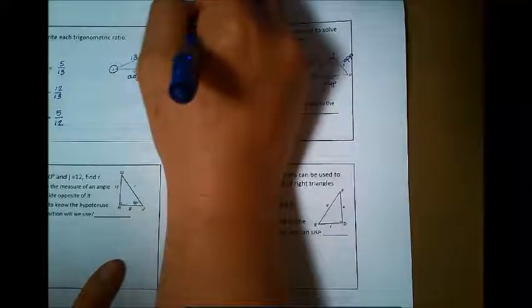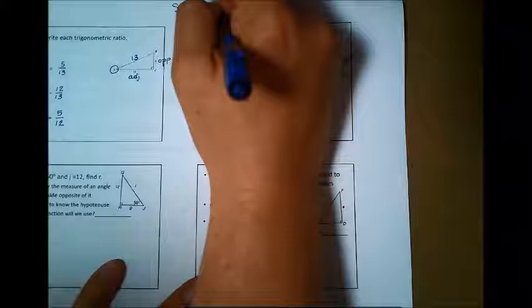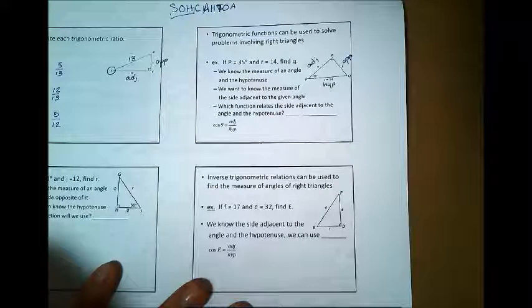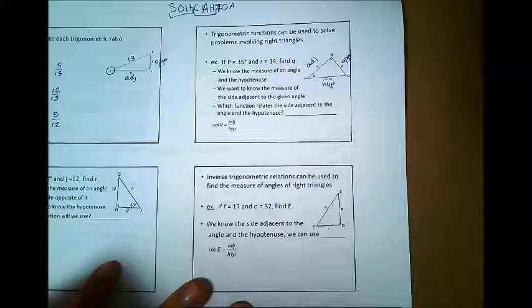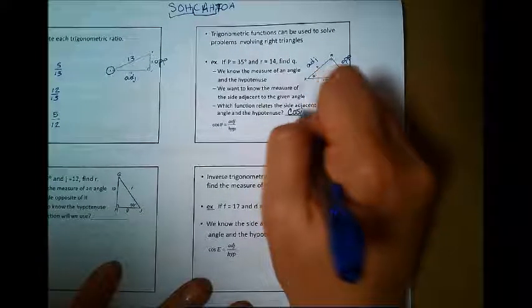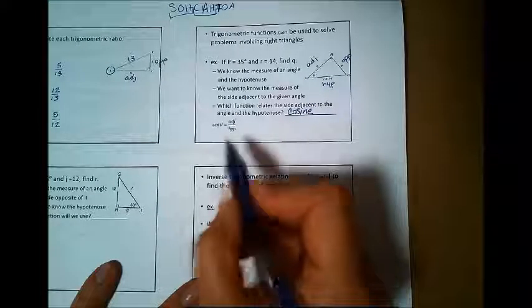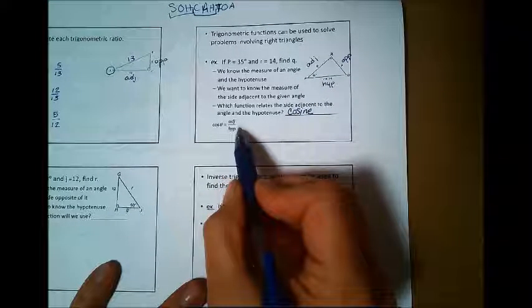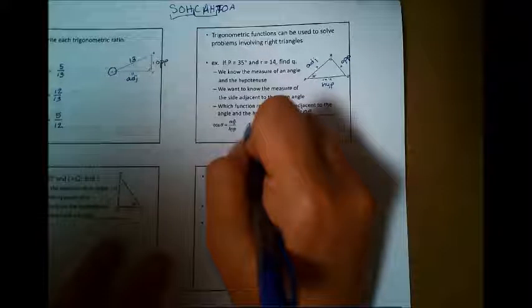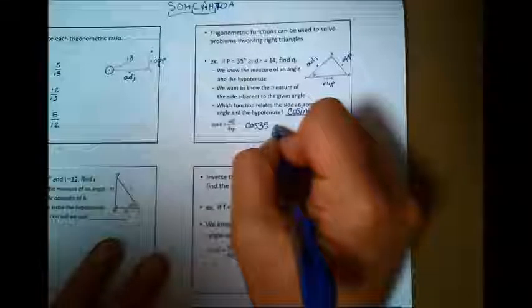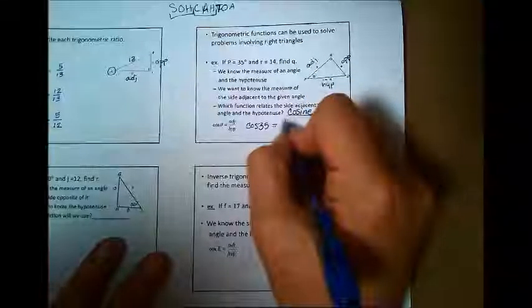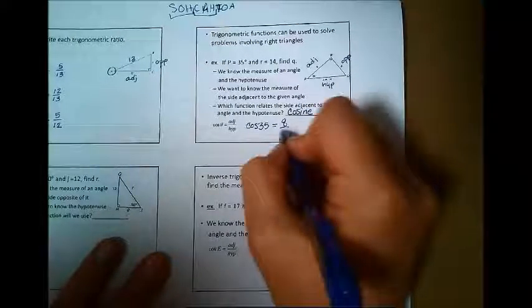Which function relates to the side adjacent and the hypotenuse? Well, if we look at SOHCAHTOA, opposite and hypotenuse are SOH. Adjacent and hypotenuse, hey, that's cosine. So cosine equals the adjacent over the hypotenuse. This time we know what our theta is. It's 35. And that's going to equal our adjacent, which is Q, over our hypotenuse, which is 14.